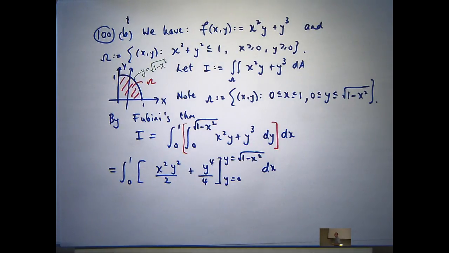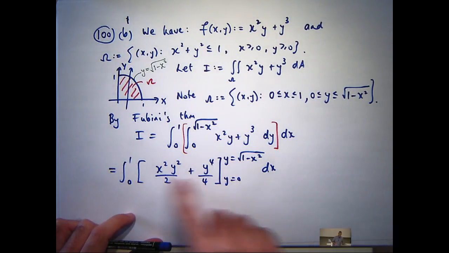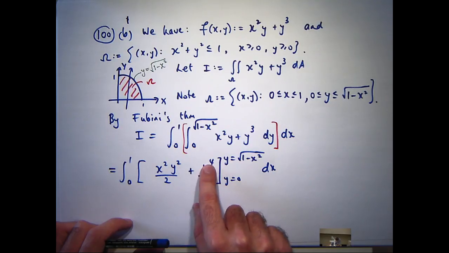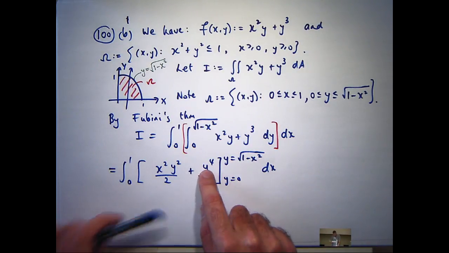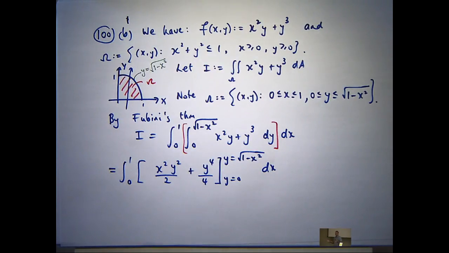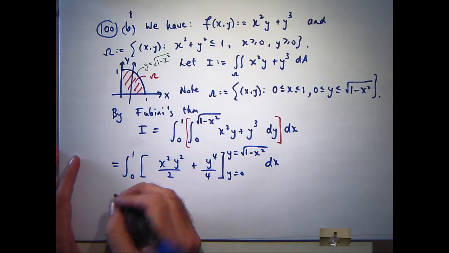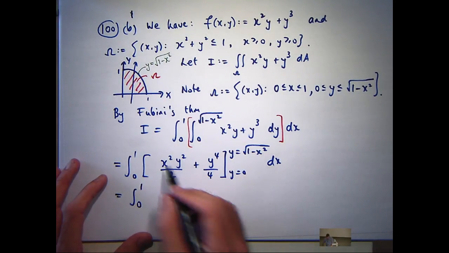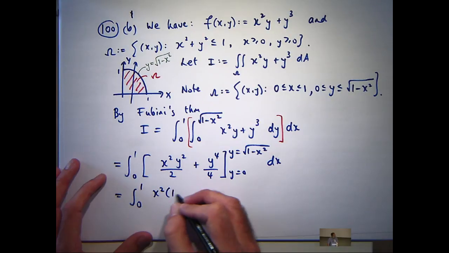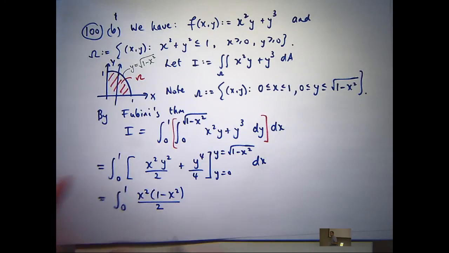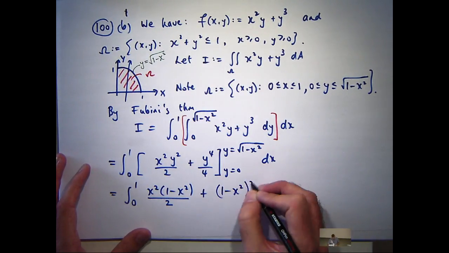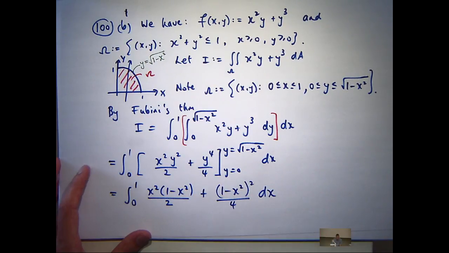Okay. So now I need to sub in my limits of integration. Well, when I sub in y equals 0, this is obviously going to be 0. And when I sub in root 1 minus x squared, I notice that the square root sign is going to disappear. Because I've got y squared there, that'll take care of the square root sign, and y to the power 4. So if I substitute this in, I should get something like the following. I'll get x squared times 1 minus x squared all over 2, plus 1 minus x squared all squared over 4, dx.